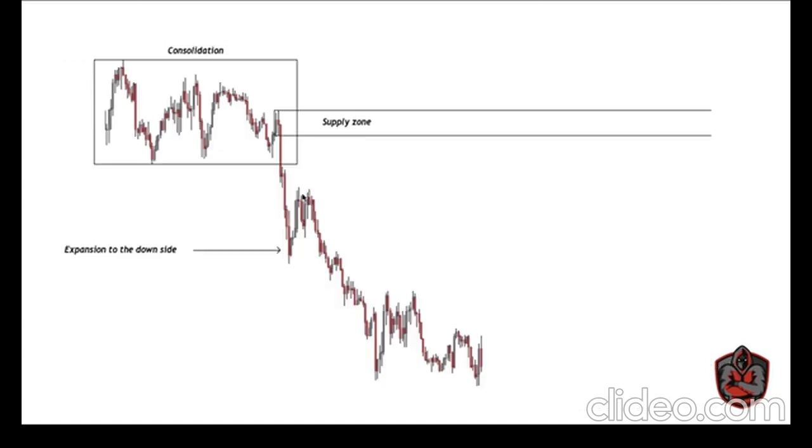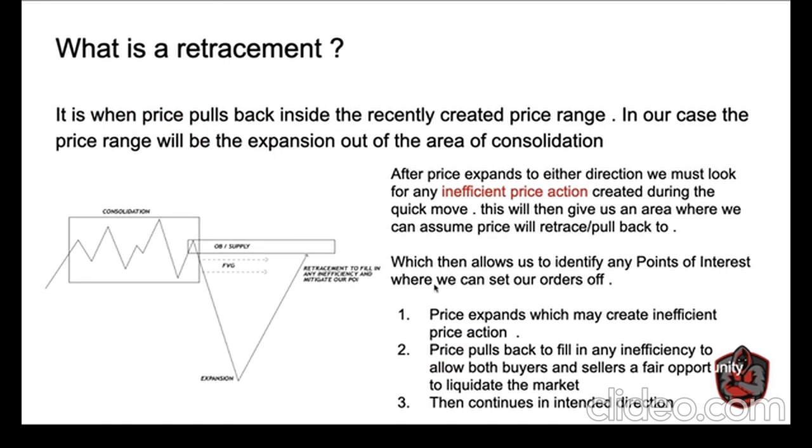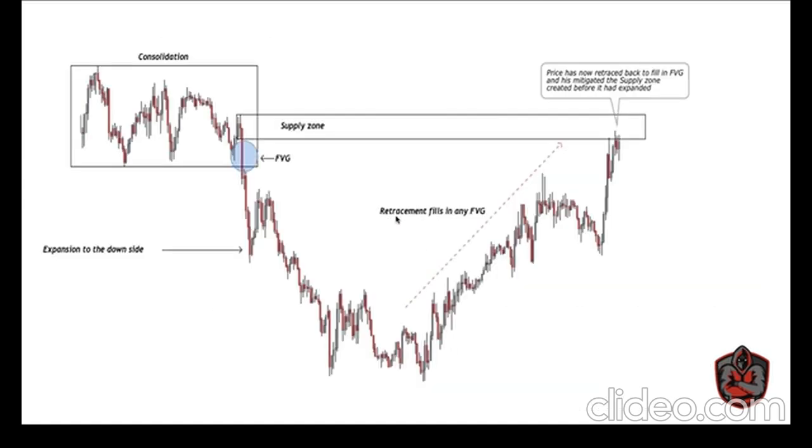So we identify the inefficiency, and we identify the point of interest where we can look to take or set our orders at or execute a position off. And number three, when price comes back to fill in that inefficiency, it will then continue in its intended direction. Now, this is the same example.